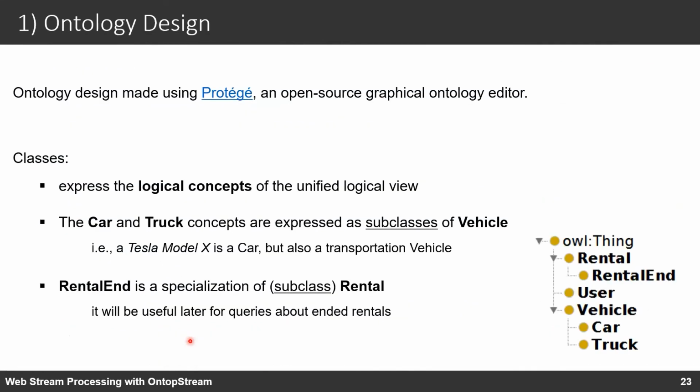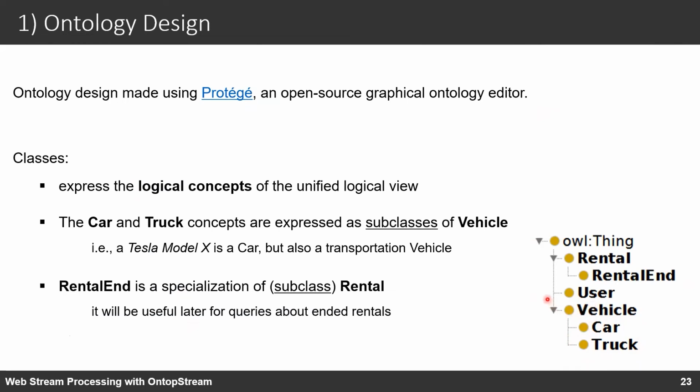So let's start by designing our ontology. And in particular, in this case, what we will do is to design a very simple ontology where we have the concept of a vehicle, which comprises the subclasses car and truck. So using this little hierarchy, we are able to say that car and truck are both vehicles.